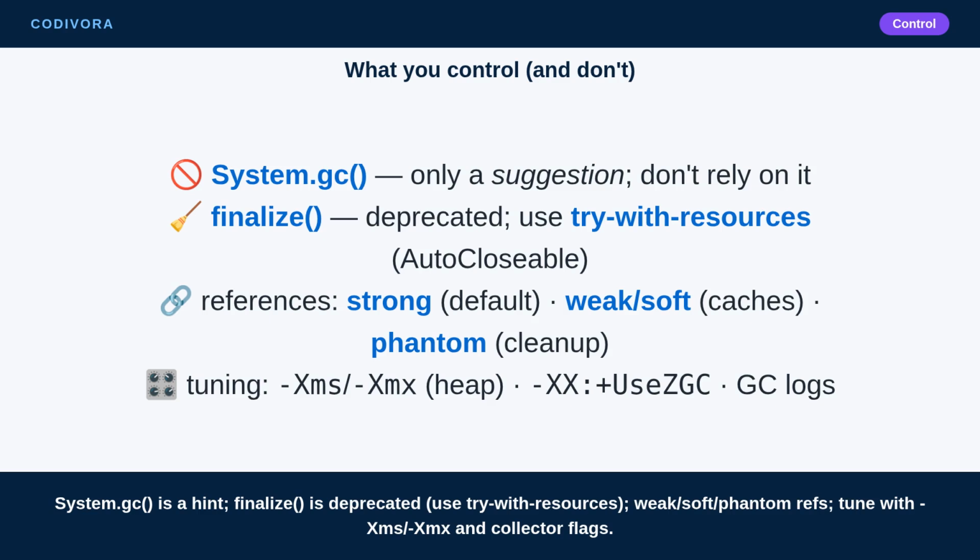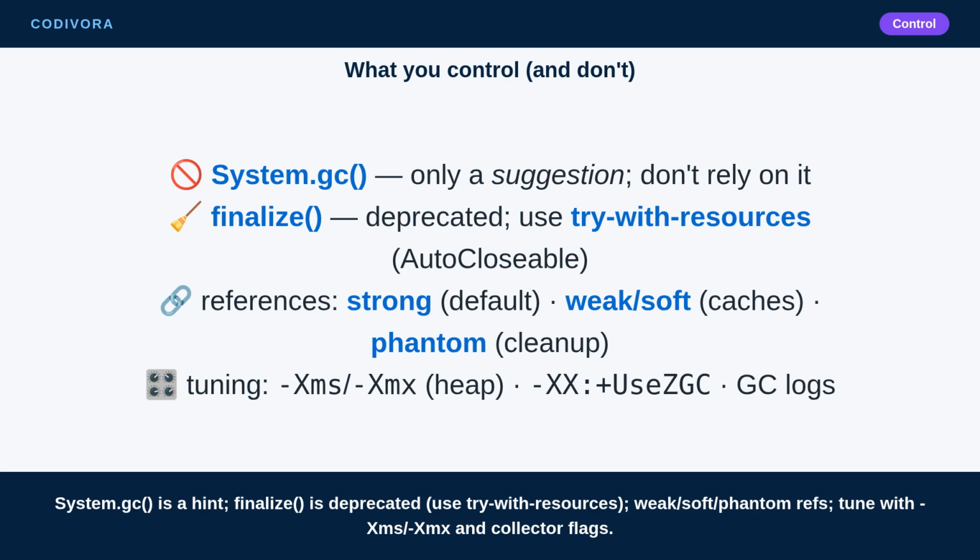What can you actually control? System.gc is only a polite suggestion. The JVM can ignore it, so never rely on it. The old finalize method is deprecated. For cleanup, use try-with-resources and AutoCloseable. For advanced caching, there are weak and soft references the GC can reclaim under pressure, and phantom references for precise cleanup. And you tune with flags, -Xms and -Xmx for heap size, a flag to pick the collector, and GC logs to diagnose.